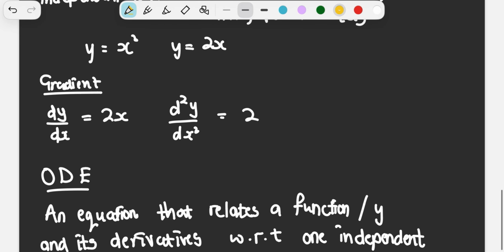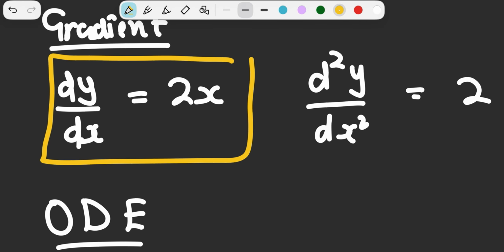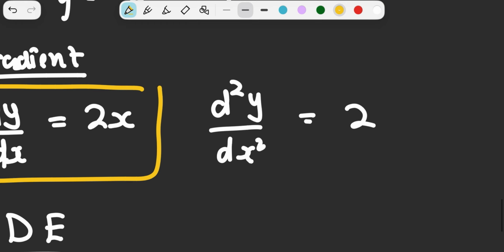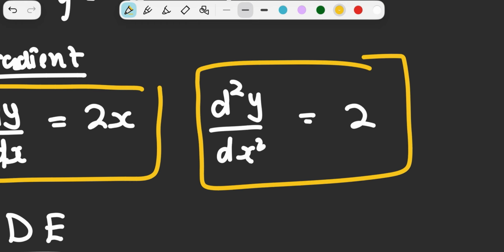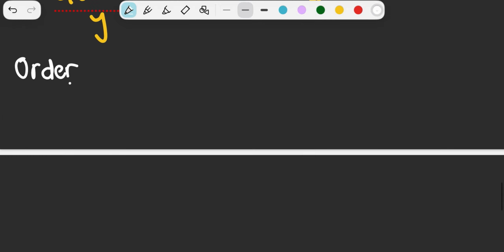If you look at this, you can say that this is an ordinary differential equation because you have the gradient, or the derivative of y, being linked to an independent variable x. This is also an example of an ordinary differential equation. You have the second derivative being linked to a constant value. Now, there are important things that you must be able to define. The first one is order. So what does order refer to, right? Order basically refers to the highest derivative in the equation.